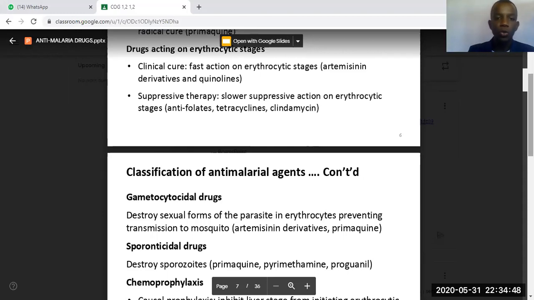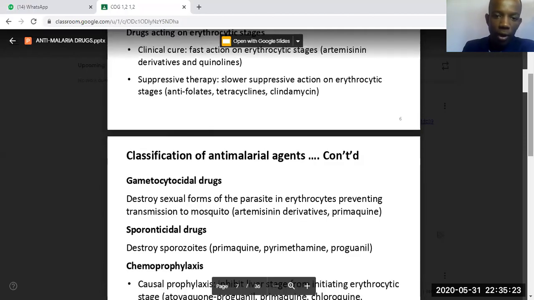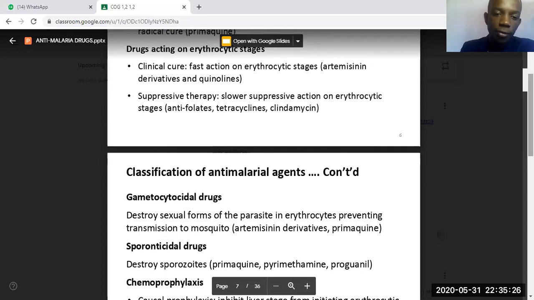Then we also use these drugs for suppressive therapy, with a slower suppressive action on erythrocytic stages, such as antifolates, tetracyclines, and clindamycin. Remember, in the erythrocytic stage, as the red blood cells keep rupturing, the patient will start developing anemia. So when we give these drugs that act on this stage, they are going to suppress that action, and suppressive therapy is achieved.